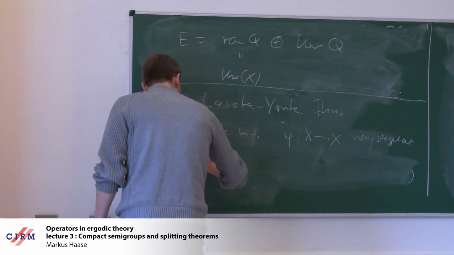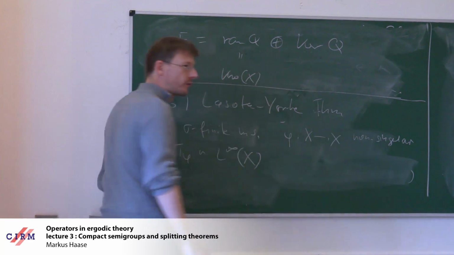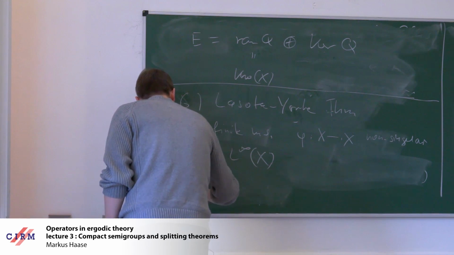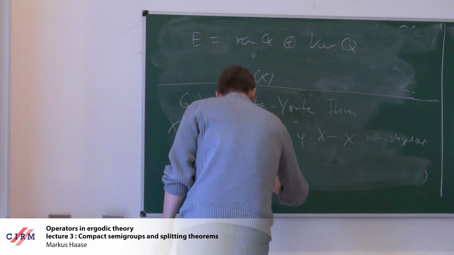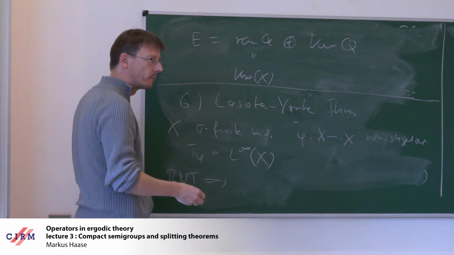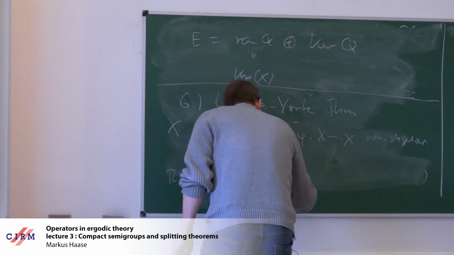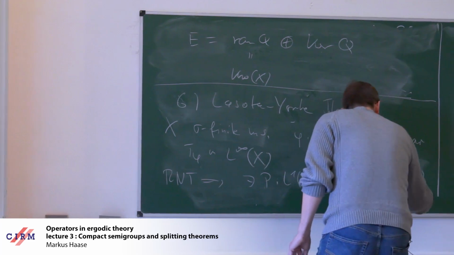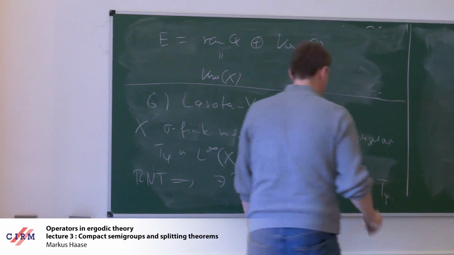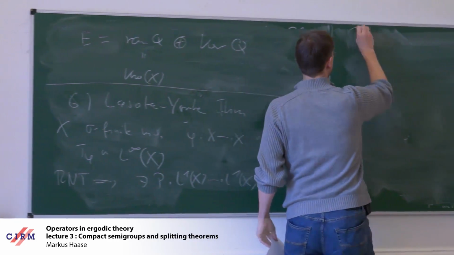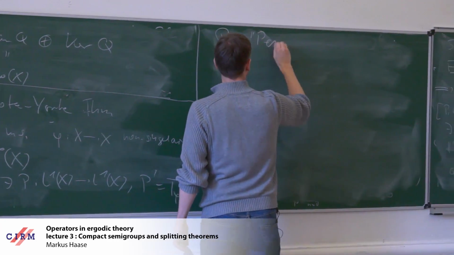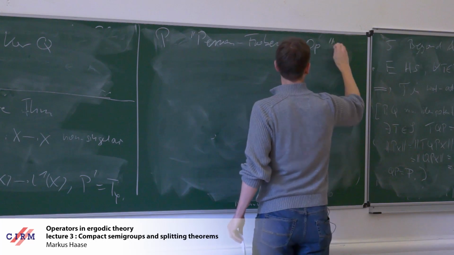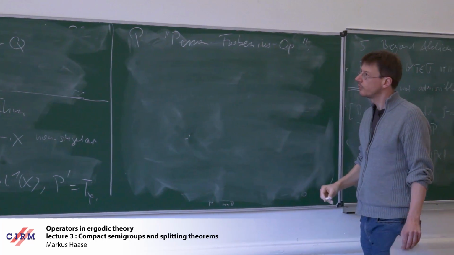And of course, then you have a Koopman operator on L infinity of the measure space because it respects null sets. And now, by the Radon-Nikodym theorem, you prove that it actually has a pre-adjoint on L1. So there is an operator P on L1 such that the adjoint of P is the Koopman operator. And this P is called the Perron-Frobenius operator.